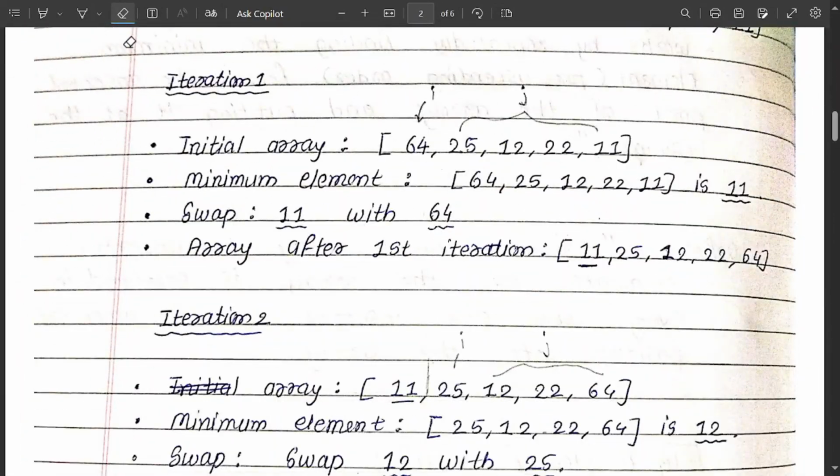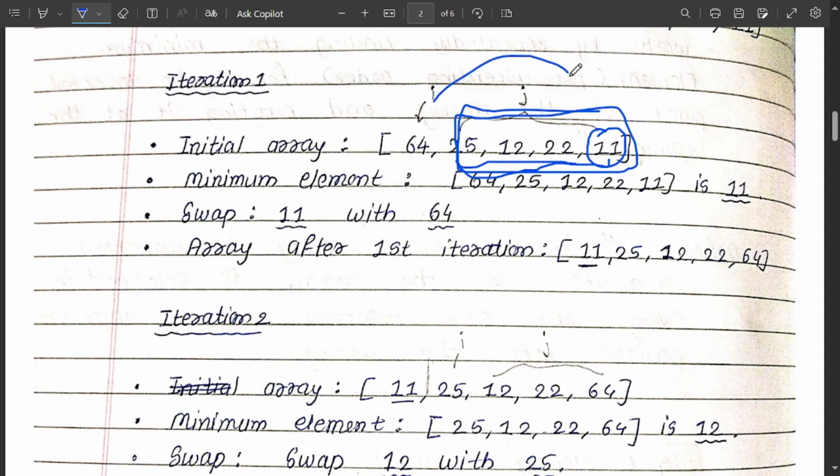Here, first of all, we have iteration number 1. We have these numbers: 64, 25, 12, 22 and 11. We assume that i is at the first position, and we check the j values one by one to find the smallest number. j scans from here to here, and in this area 11 is the smallest number.